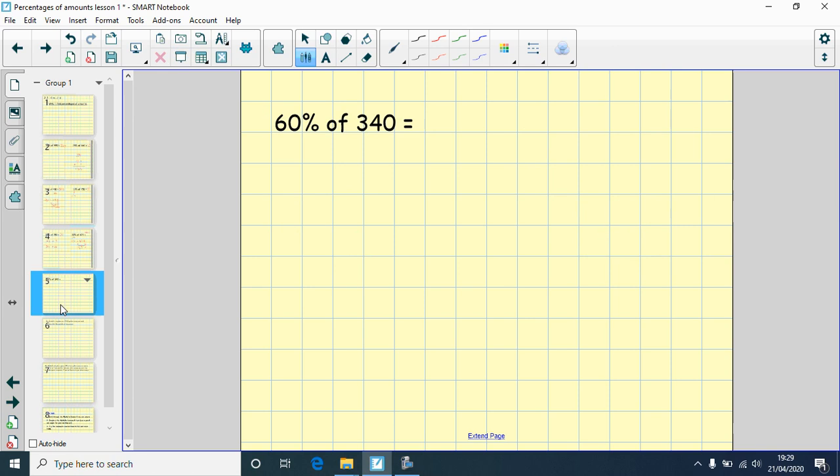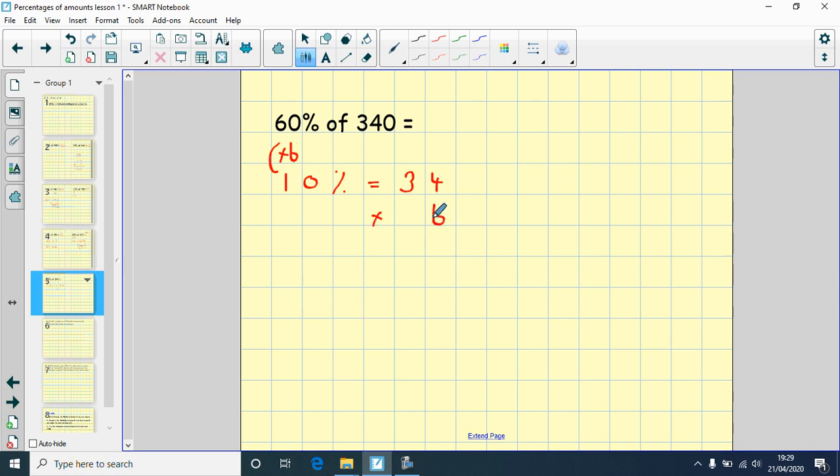Okay, and the last one that we're going to have a look at for an example is 60% of 340. So again, let's find 10%. 10%, we divide 340 by 10, which is going to give us 34. What have I done to get from 10 to 60? Well, times by 6. So that means I have to times 34 by 6.